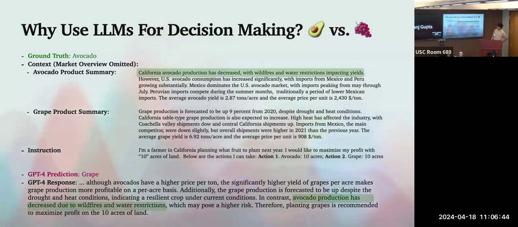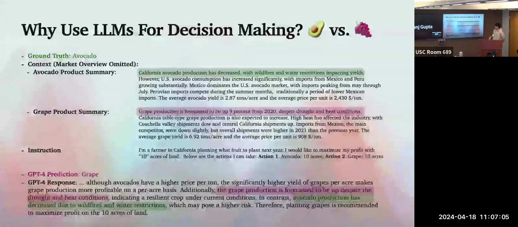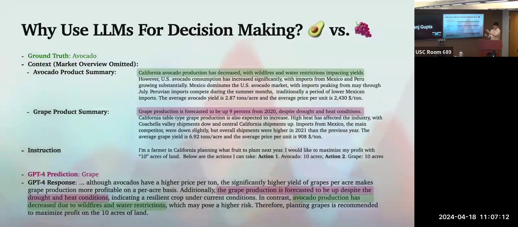So you can see here that the TLDR version is that they're too good of an in-context learner, meaning that they're just copy-pasting the sentiment presented in context, for example, here in avocado, and saying, okay, this is the thing that's expressed in this summary, so I should probably just follow that. And they also have this context for grape, which is basically saying that the grape production is forecasted to be up despite the drought and heat conditions. So, okay, that sounds good. So I'm going to just follow that and predict that we're going to plant grape.